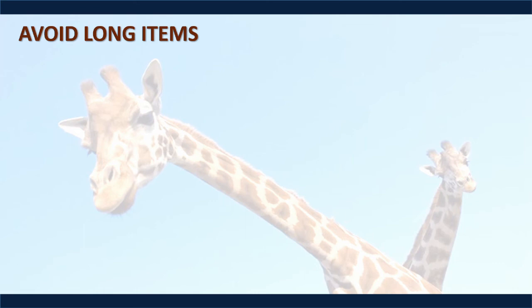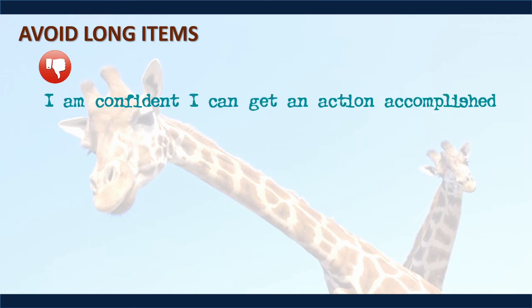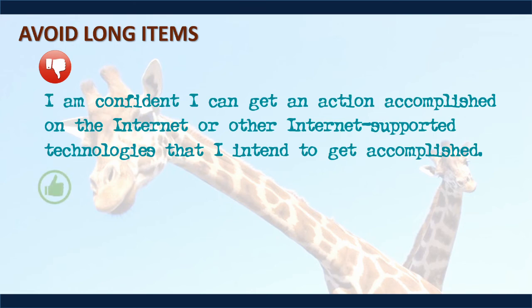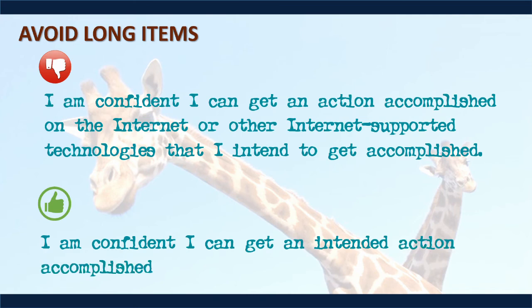point. A bad item for an internet self-efficacy measure would be something like, "I am confident that I can get an action accomplished on the internet or other internet-supported technologies that I intend to get accomplished." This item is long and redundant, which will only serve to frustrate your participant. Instead, a better item would be, "I am confident I can get an intended action accomplished over internet technologies." The item is still bordering on being too long, but each word provides unique and necessary information to get your point across.